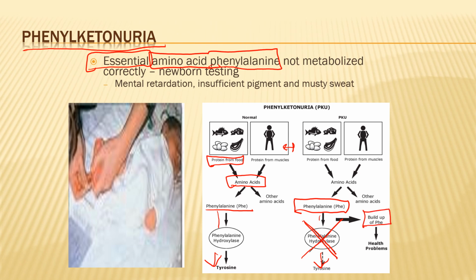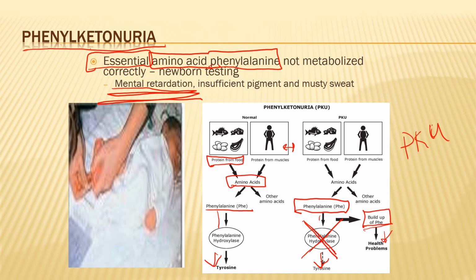Eventually you start excreting a byproduct in the urine, and that's where the phenylketonuria, PKU, comes from. It's the byproduct of the phenylalanine that's excreted in the urine. And this buildup of phenylalanine can cause health problems for a child in particular. In particular, it can cause severe brain damage. So it can be detected at birth.